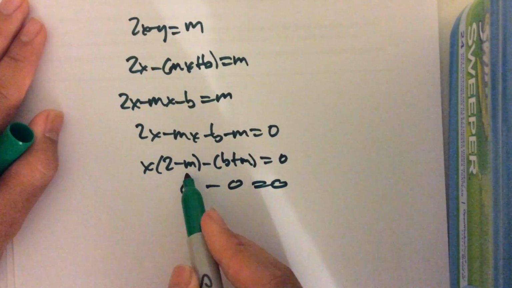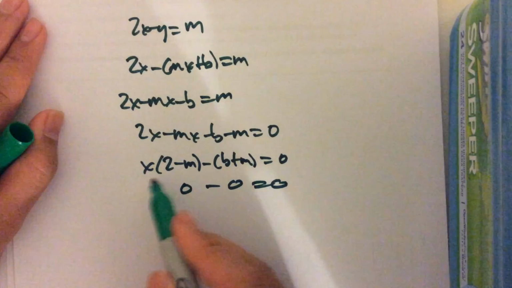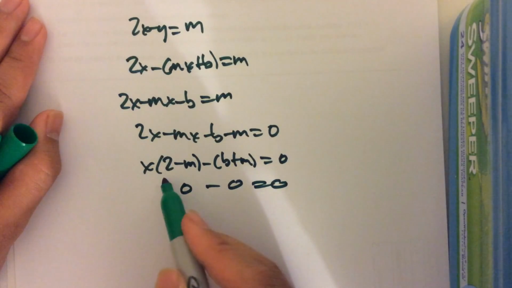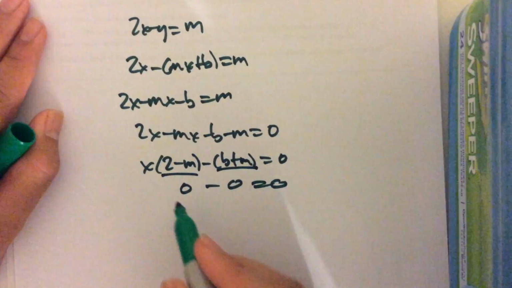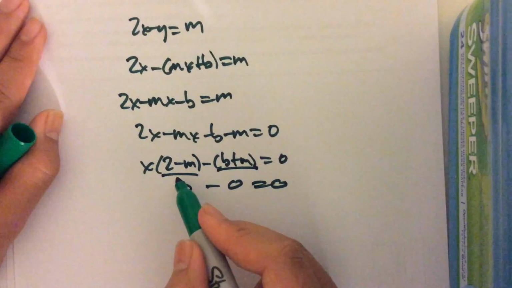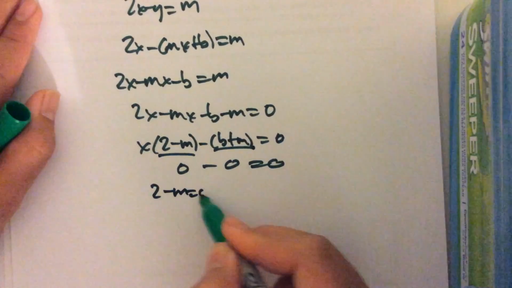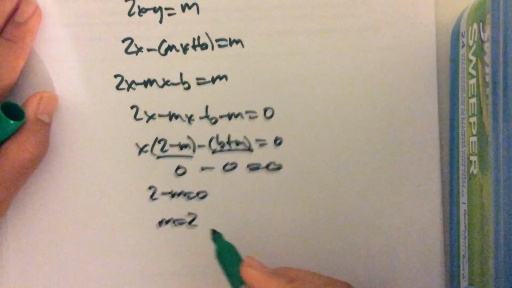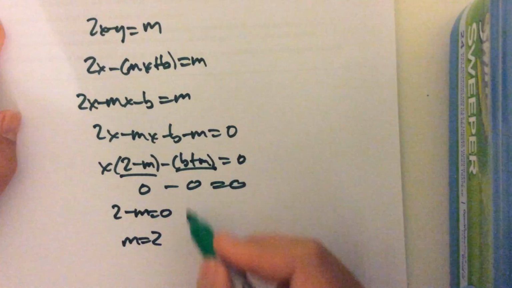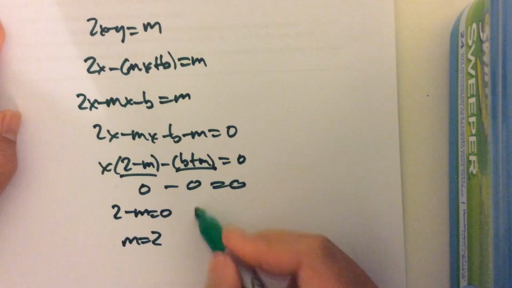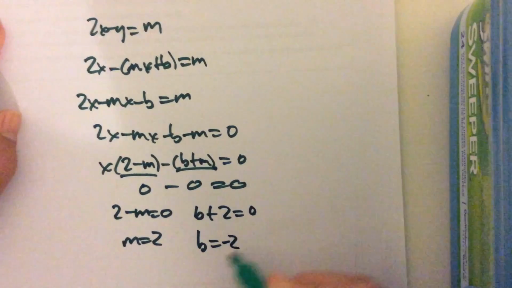And we know that if we make 2 minus m equal to 0, then 0 times x would be 0 no matter what. So we don't need to find x. We can just focus on these two. So first, because this only has one variable, we'll solve this side first. So we have 2 minus m is equal to 0, so m is equal to 2. Then, because we know what m is, we can plug it into this, and this would also be set equal to 0. So b plus 2 is equal to 0, so b is equal to negative 2.